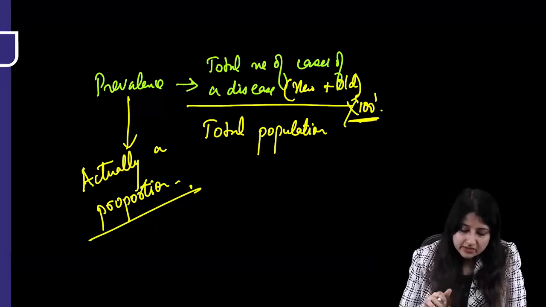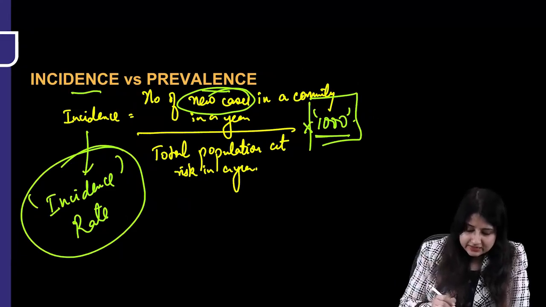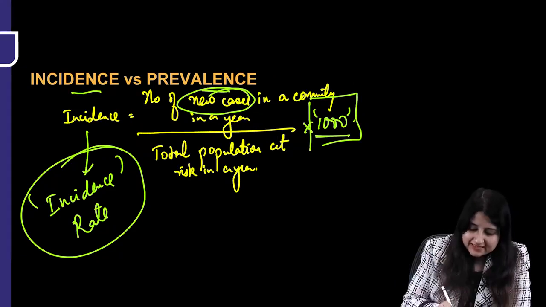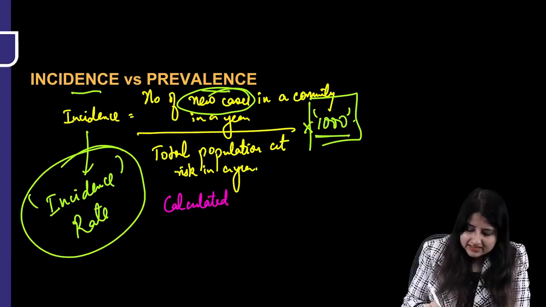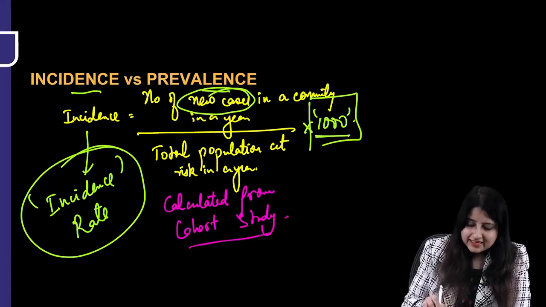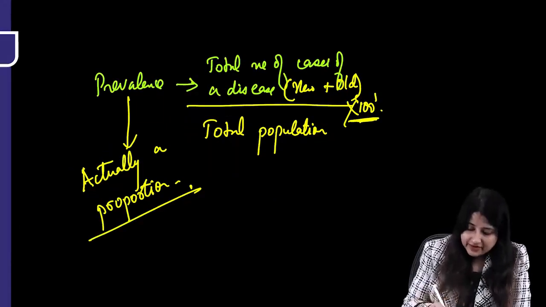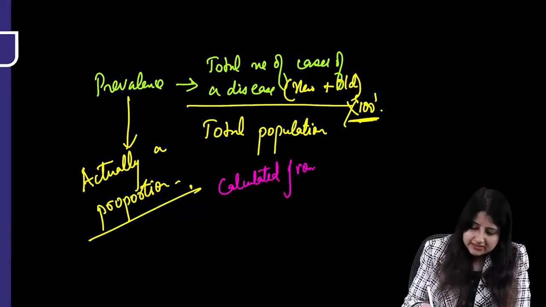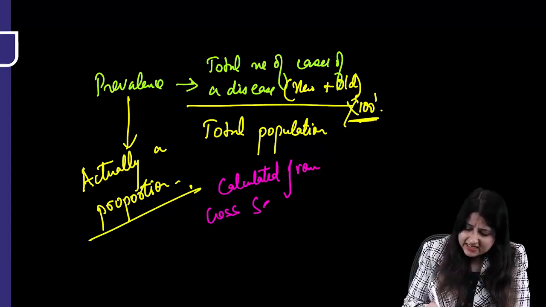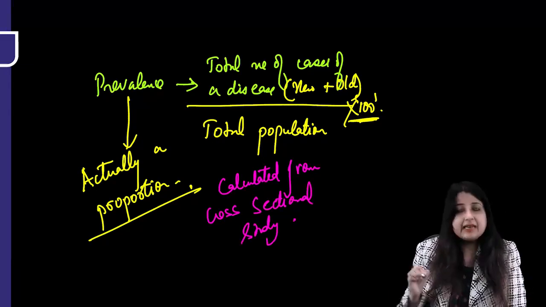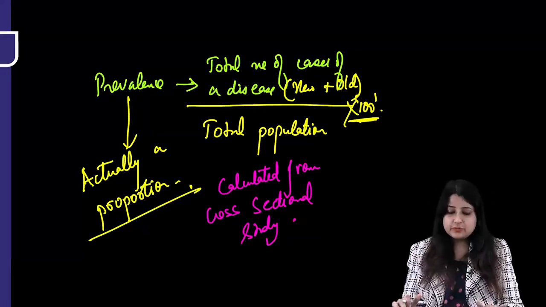One more golden point just for your revision. Incidence was calculated from which study design? If you remember, incidence is calculated from cohort study. And which study design is helping us calculate prevalence? This is calculated from cross-sectional study. These are all high yield golden points which can be asked in your exams. Okay? So, that's the first part.